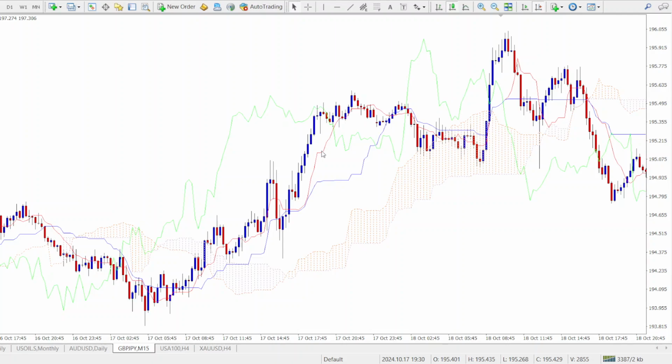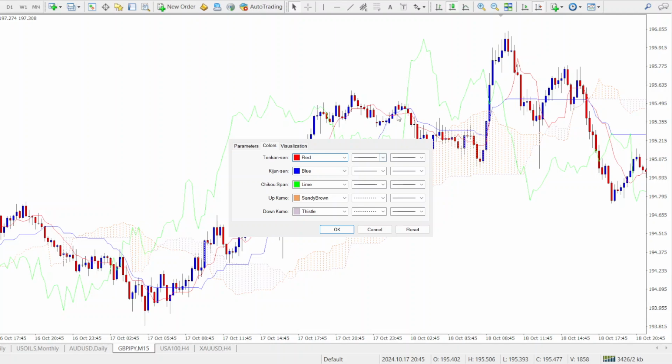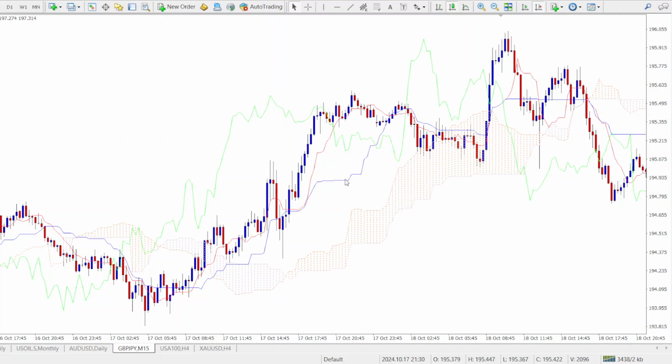Right alongside it, we have the Kijun-sen, which should be the blue line. The Kijun-sen is also called the baseline. It is slower moving and gives us a bigger picture of the trend direction.